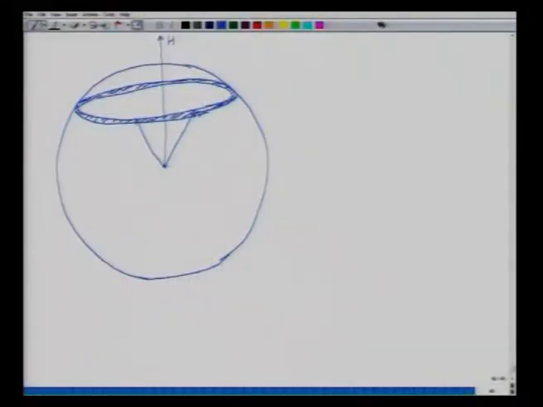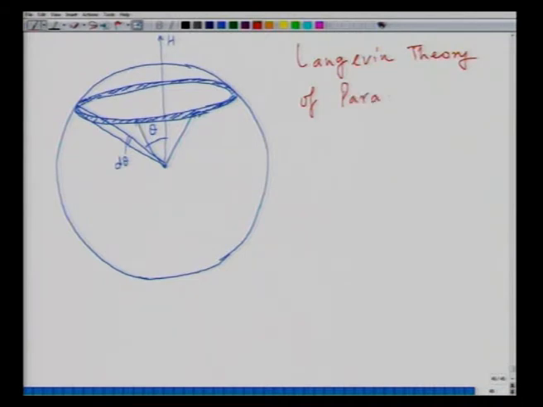So let's just take a small unit area, and let's say this angle is d theta and this angle is theta. What we are going to do is analyze it the way we did for orientation polarization, and this analysis is also called the Langevin theory of paramagnetism. So this is an important concept in the understanding of magnetism.